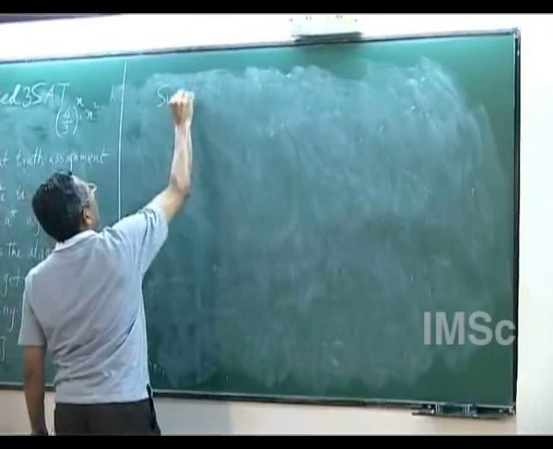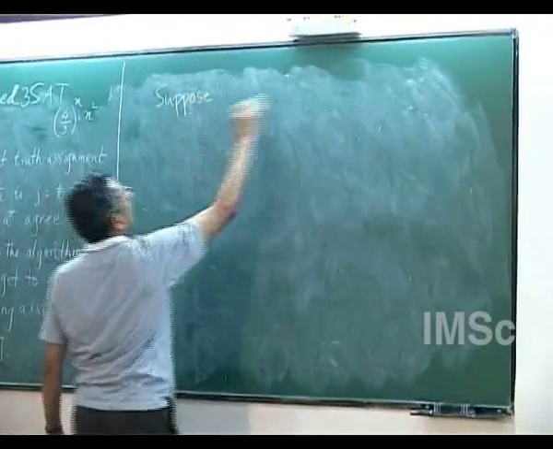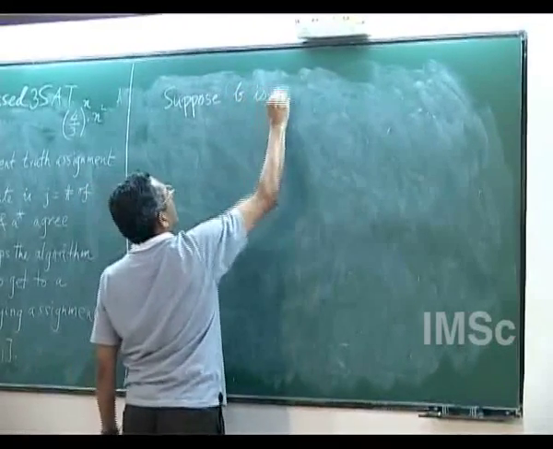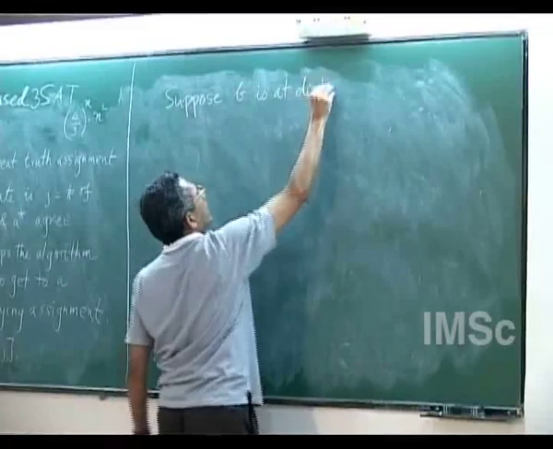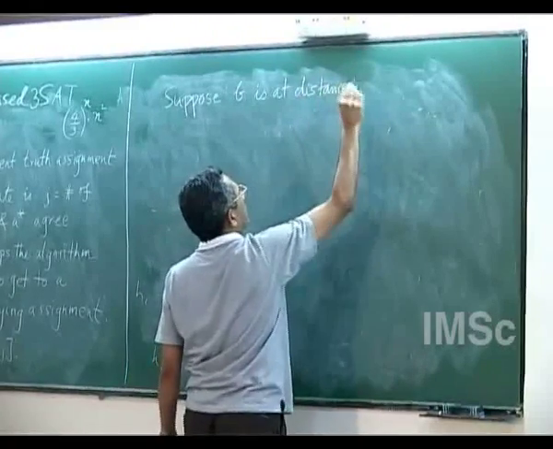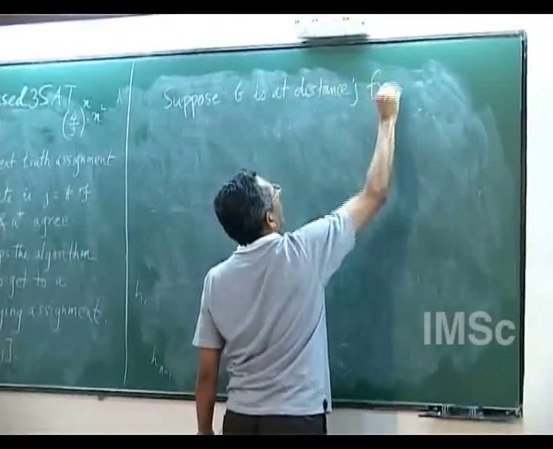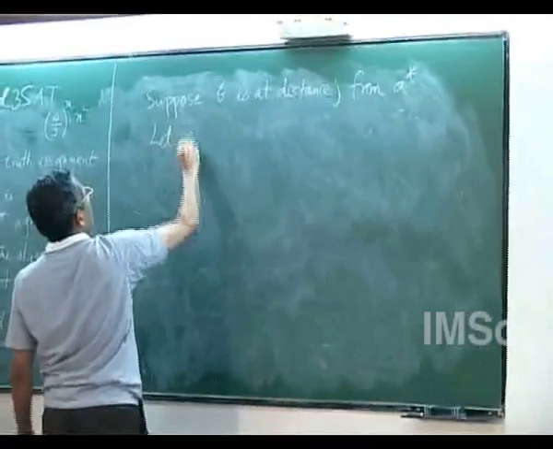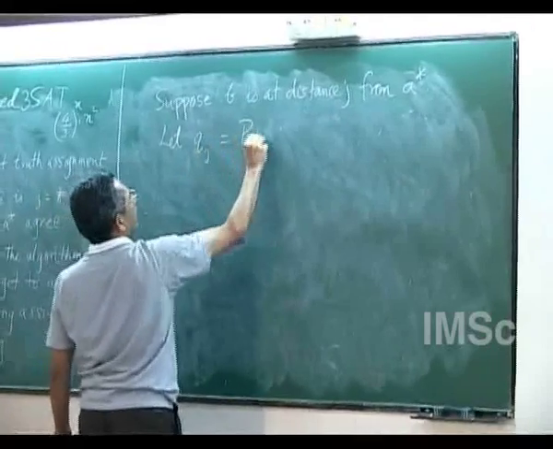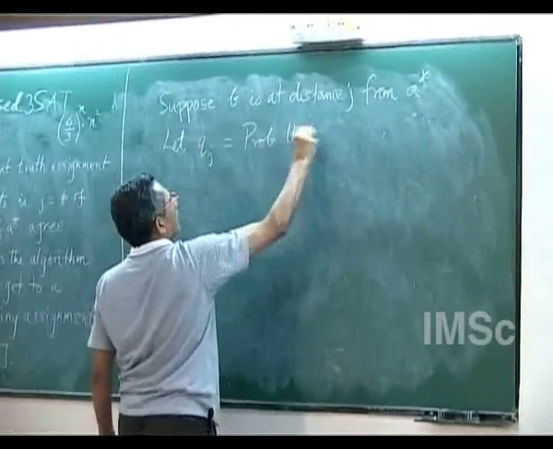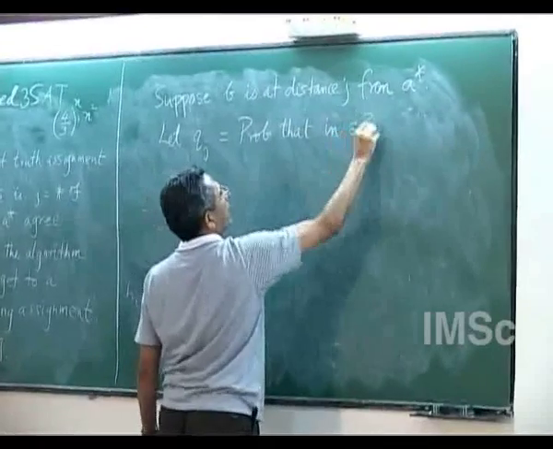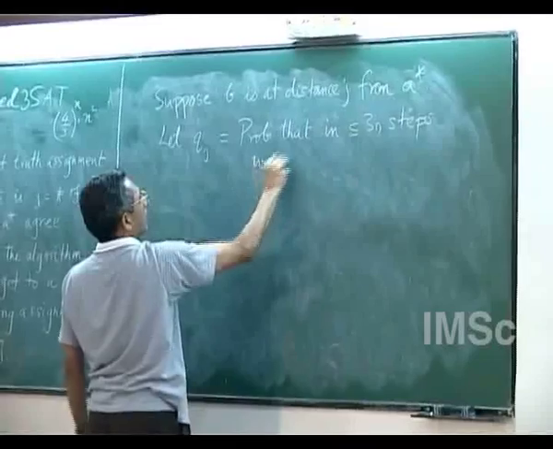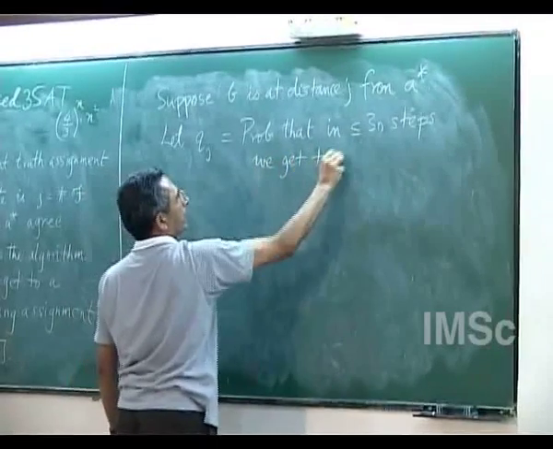Suppose B is at distance j from A star. Let Qj be the probability that in at most 3n steps we get to A star.